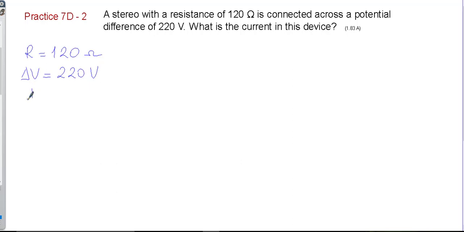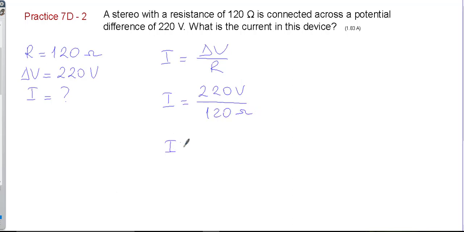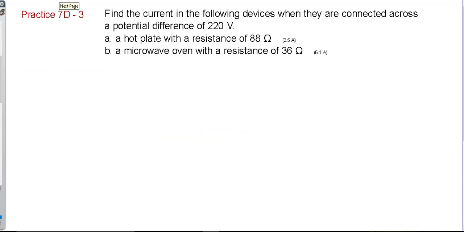It says, what is the current through the stereo? And same as the first question, I is equal to delta V over R. I is equal to delta V, 220 volt, divided by R, 120 ohm. Then the current will be 1.83 ampere. This is the second question. And the third one, since these are easy, I don't focus on them.